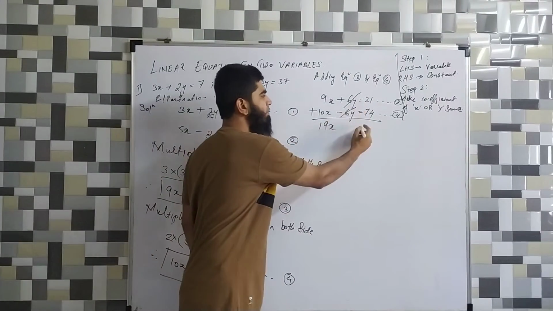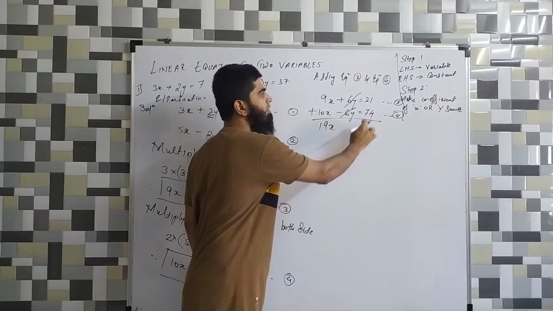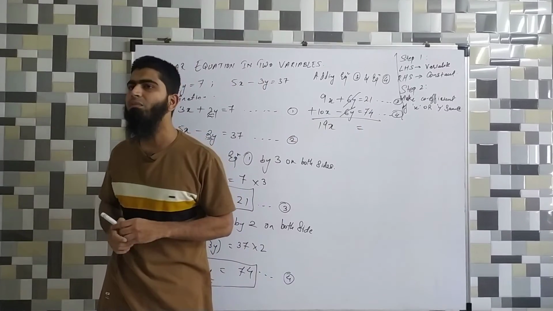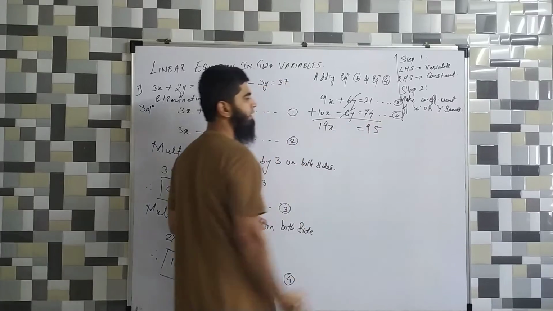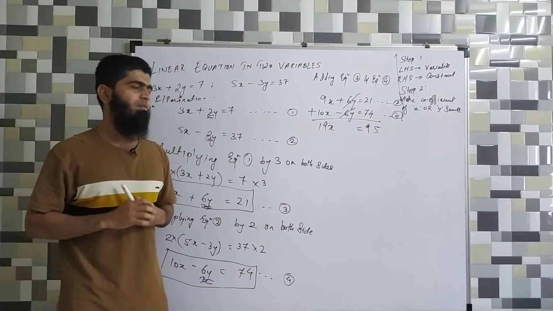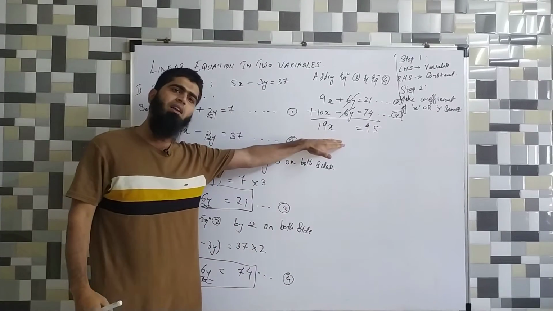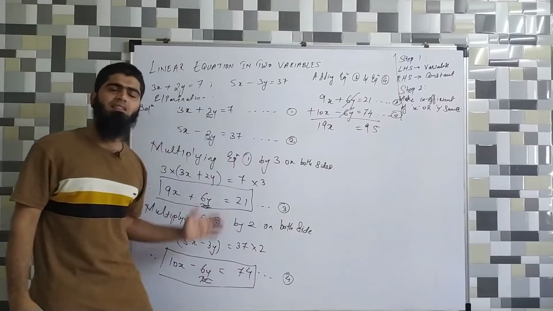Very good. Here we will write the equal to sign as it is. 21 plus 74. Who will tell me the answer? Very good, class. This is 95. Understood? Any doubts up till here? Should I explain any of the steps again?